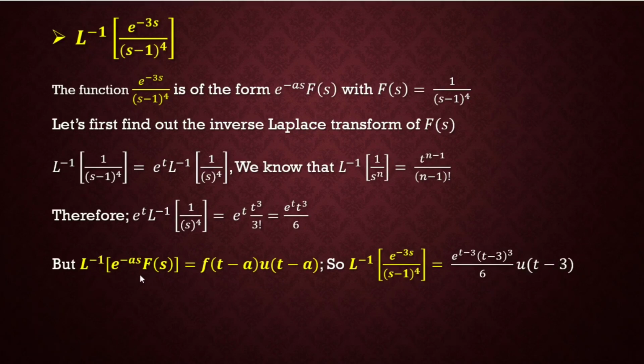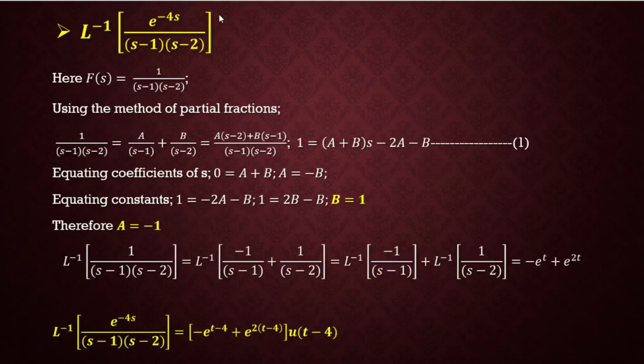So Laplace inverse of e raised to minus as f of s is equal to (t minus 3) cube by 6 u of t minus 3. Let's find out the inverse Laplace transform of e raised to minus 4s by s minus 1 into s minus 2. This is also of the form e raised to minus as f of s with f of s equal to 1 by s minus 1 into s minus 2 and a equal to 4.